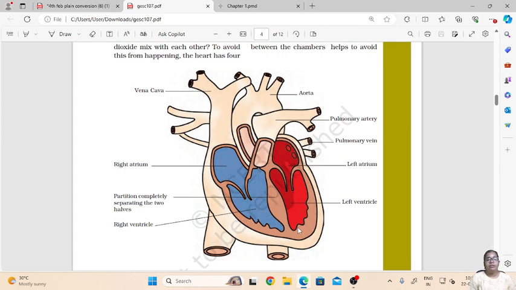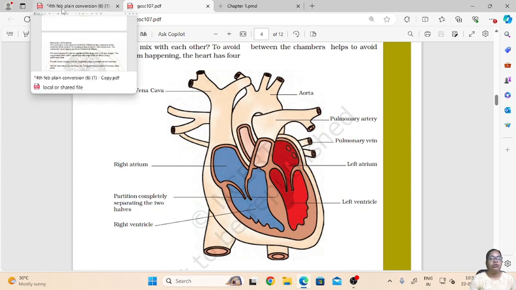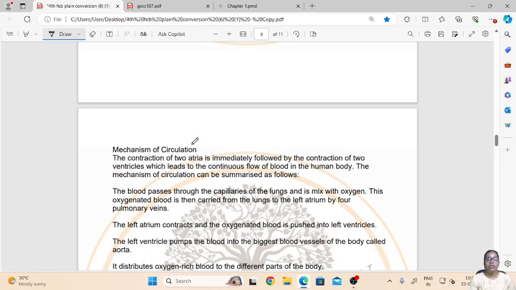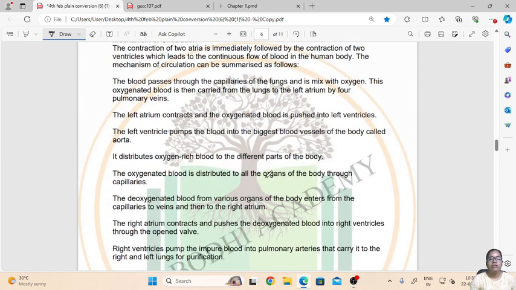Now let us see how the circulation happens in the heart, as in how the heart functions. So let us see the mechanism of functioning of the heart. We have seen the structure. Now let us understand how the mechanism of circulation happens. The contraction of two atria is immediately followed by the contraction of two ventricles, which leads to continuous flow of blood in the human body. The mechanism of circulation can be summarized as follows. So these are the steps in the mechanism of circulation in the heart.